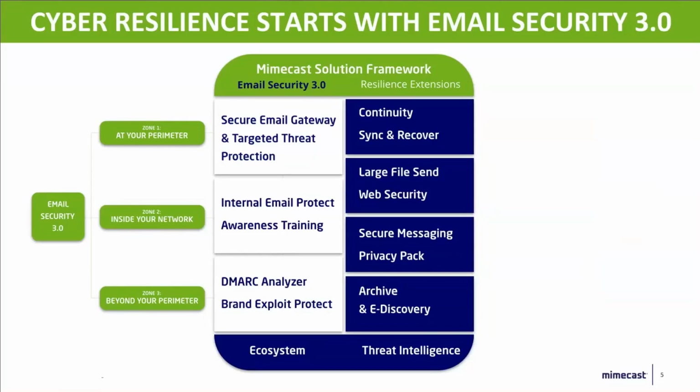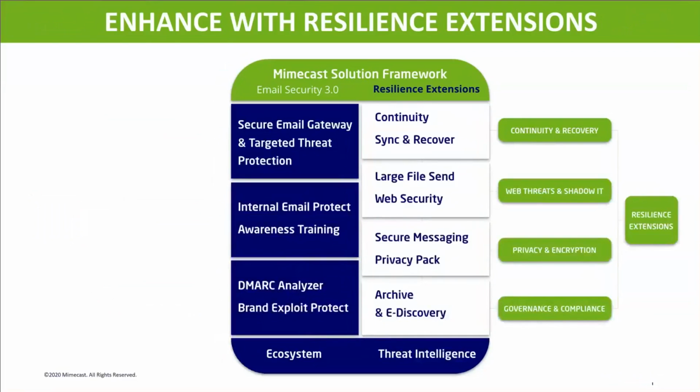Just one thing to think about for the future is that besides the different security zones, there are a lot of resilience extensions that we add. Things like archiving: how do we archive your data? Things like web security: how do we make sure that when your users are browsing the internet, they're secure and safe? There are a lot of extensions that we can help with to tackle things like governance and compliance, privacy and encryption, and so on.